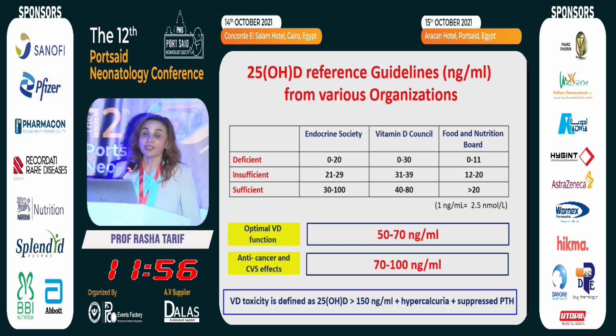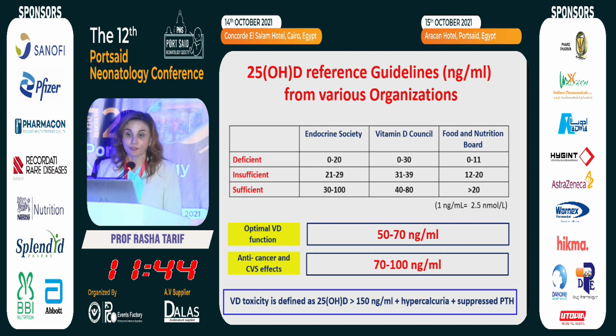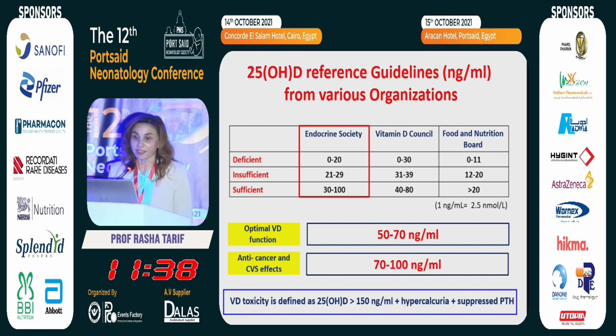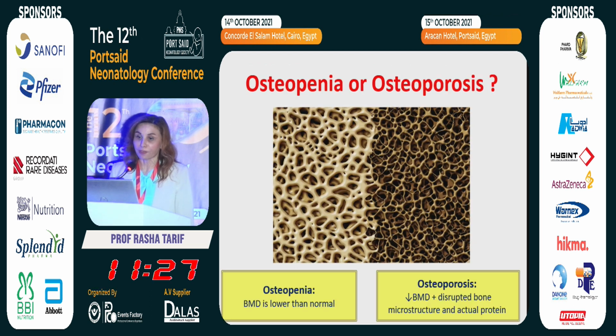And these are the 25-hydroxy vitamin D reference guidelines from various organizations. You're going to notice there are some differences in the definition of vitamin D deficiency and insufficiency. We follow the Endocrine Society guidelines to define vitamin D deficiency and insufficiency. And vitamin D toxicity is defined when 25-hydroxy vitamin D exceeds 150 nanograms per ml.